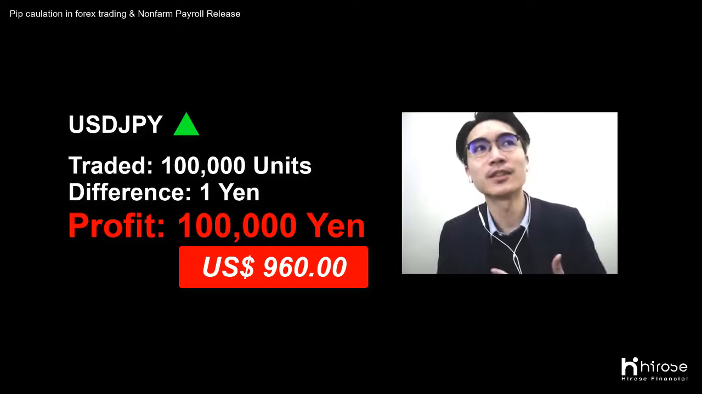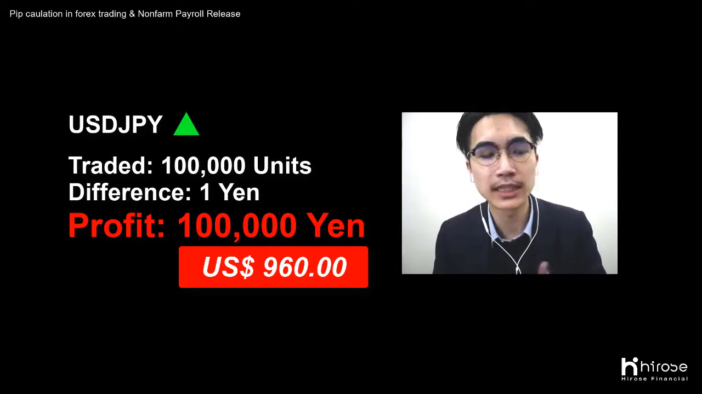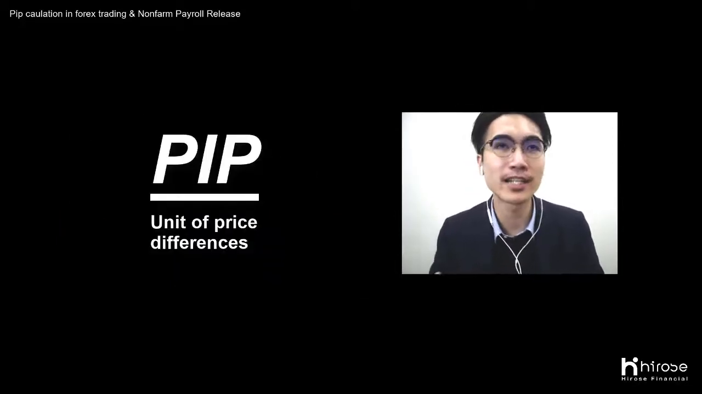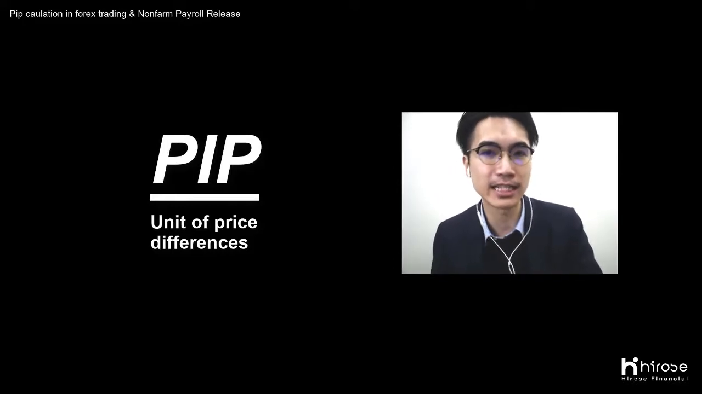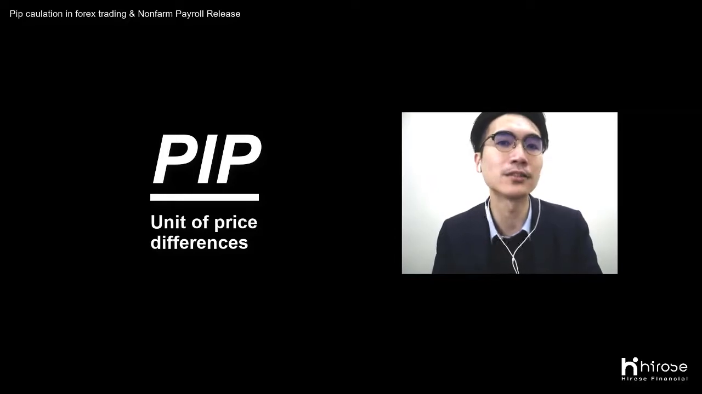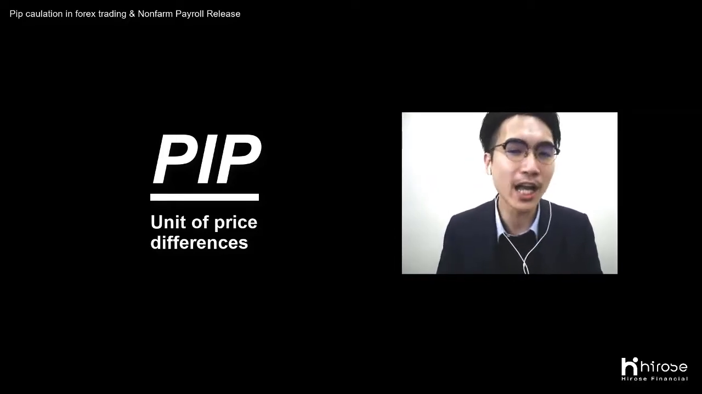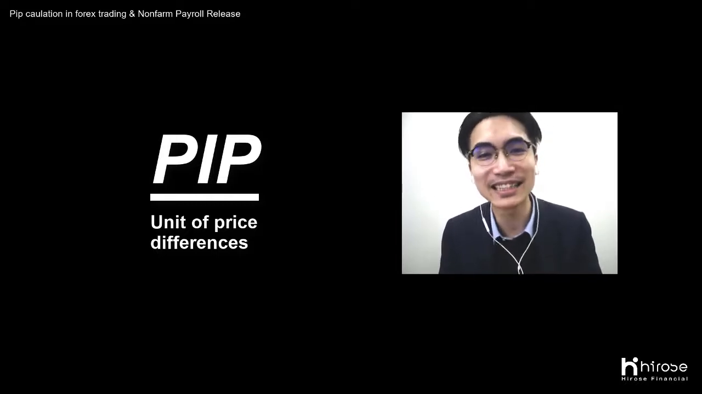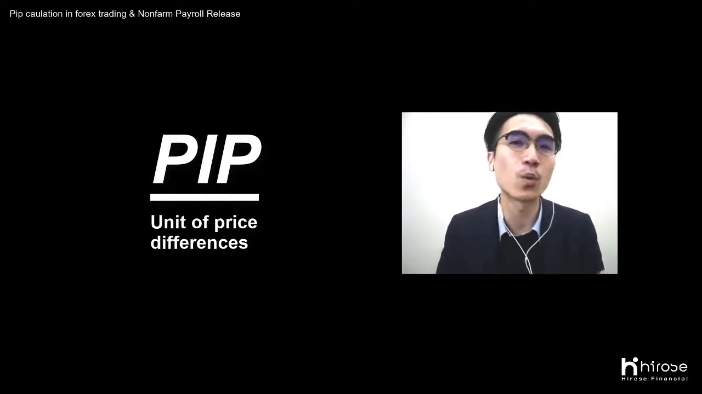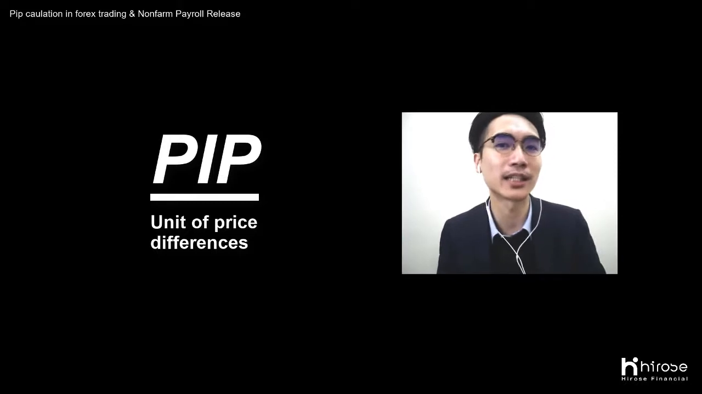For today, I'm just gonna bring this into more detail. The price difference in forex trading is calculated by pips. That's what we call pip. That's the unit of price difference in forex trading. So the more pips you have, the more profit you are gonna get. So first let's take a look at what is pip and how do we calculate pips.